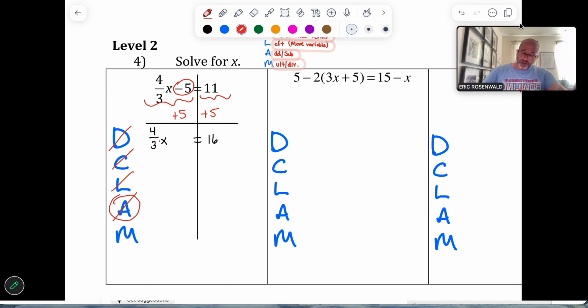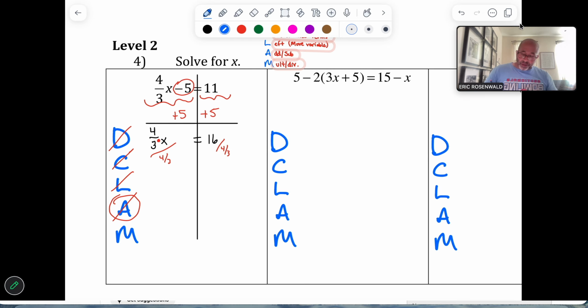What's the inverse of multiplying by 4/3? The inverse of multiplying by 4/3 is actually to divide both sides by 4/3. The problem with this is the way that it works out. If I divide by 4/3 and go to put this into a calculator, that's going to be a problem for you. Or I just don't know how to do it mentally, right? How do I take 16 and divide it by 4/3?